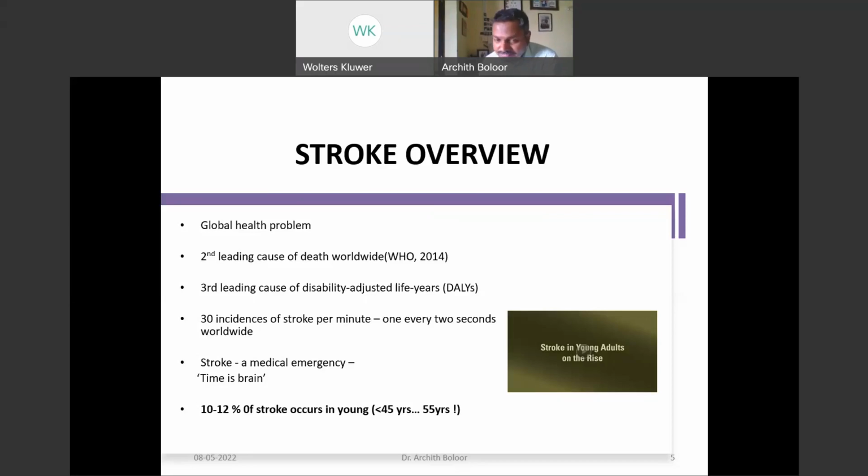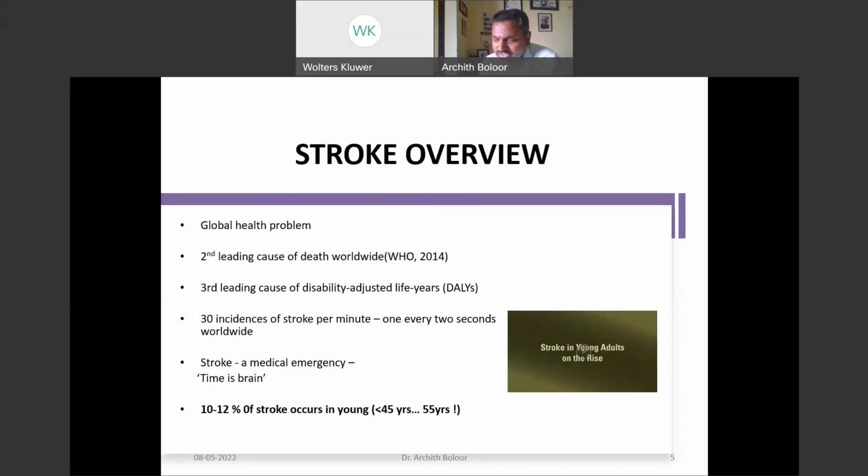The deficit would remain. What is alarming is that almost 10 to 12% of strokes occur in the young, and by young, again, a varied definition. Many of the literatures say less than 45 years, but the consensus as of now says that it should be less than 40 years of age to call it a stroke in young. It is on the rise.